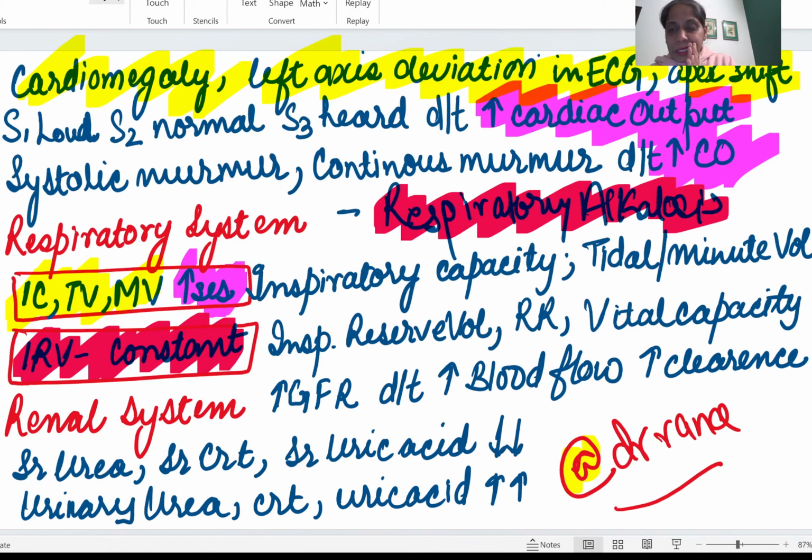Now let us see the changes in the renal system. The change in the renal system is an increase in the glomerular filtration rate. Why is there an increase in the GFR in pregnancy? Because in pregnancy the female body gets increased blood flow due to the increase in the plasma volume. So GFR also increases.